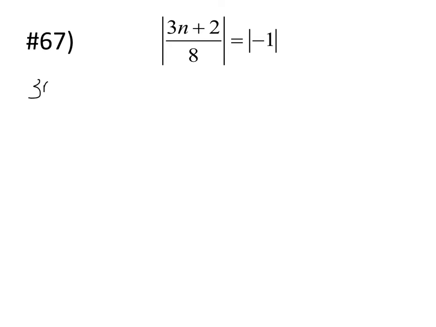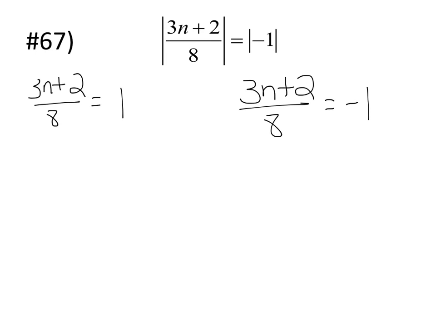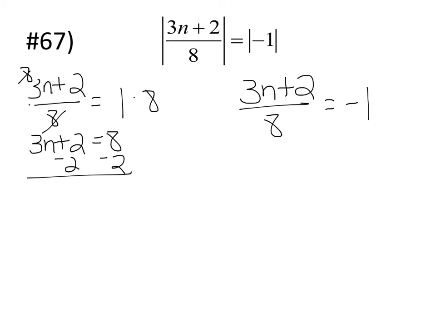Alright, here we have the absolute value of 3n plus 2 over 8 is equal to 1, and 3n plus 2 over 8 is equal to negative 1. First things first, clear that fraction by multiplying both sides by 8, giving me 3n plus 2 is equal to 8. Subtract 2 from both sides, you get 3n is equal to 6. Divide both sides by 3 and you get n equals 2.